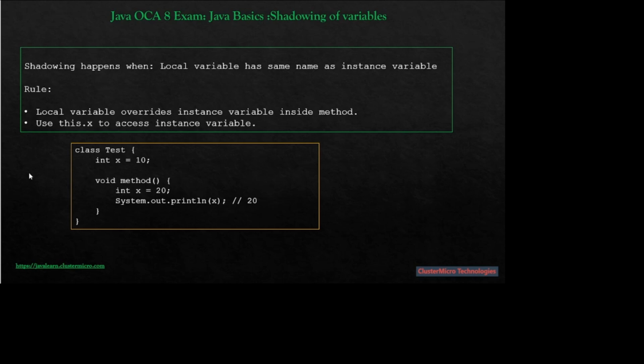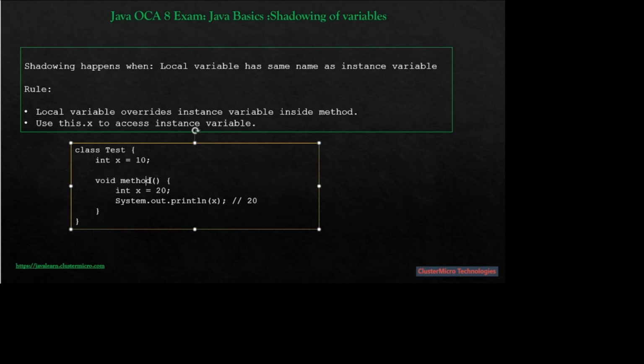So if your class has int x = 10 and your method also declares int x = 20, then inside, like here, you have a class Test, you have an instance variable int x = 10, but within this method you have redeclared int x here, right? So what will Java pick? It will pick this local variable. Because it is a local variable, not an instance variable, it will shadow the instance value, so you will print 20 here.